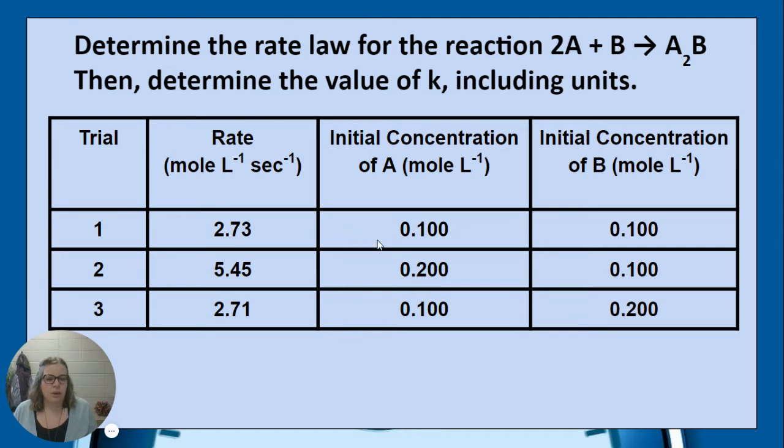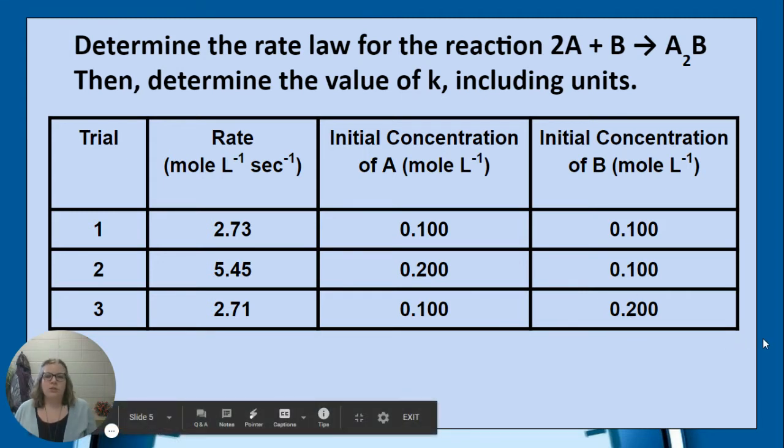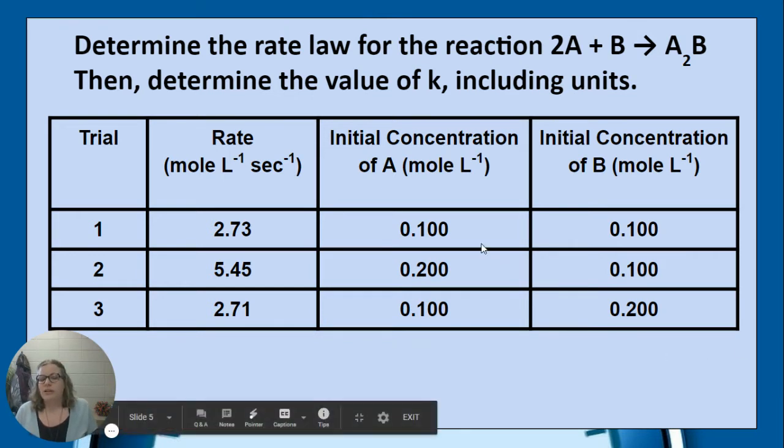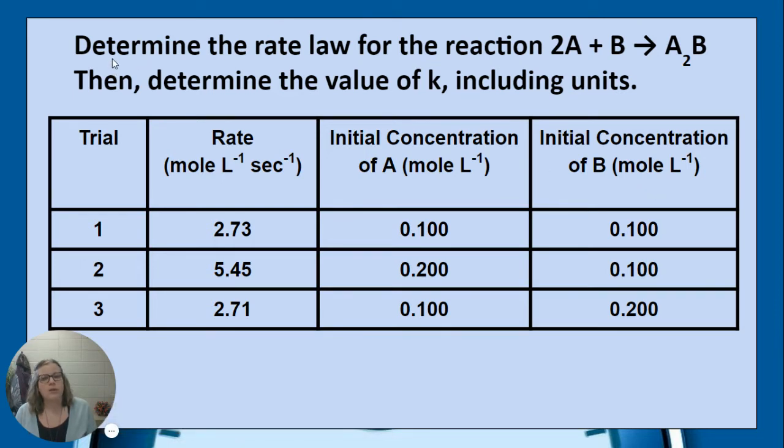And my first trial is 0.1 molar and 0.1 molar. My second trial has a different rate now, but I have a 0.2 and a 0.1 molar. And my next one has the same rate as the first one, but I have a concentration that's 0.1 and a concentration that's 0.2. So you are going to have to take a look at this data and analyze it to figure out what is going on with the orders. We will investigate each of these individually, then figure out the order and put it into a rate law. So we're going to determine the order for the reaction 2A plus B turns into A2B, and then determine the K value, including units. This is the example we're going to work through.